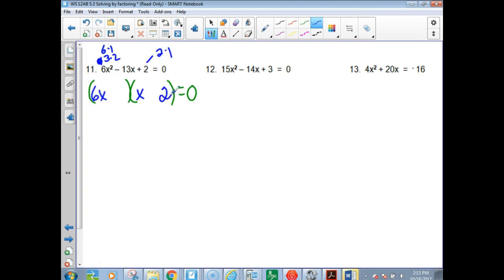So I need the 2 at the end here. So I can get 12x. Okay, and then I'll have a 1 here, which is a 1x. Now, what about signs?